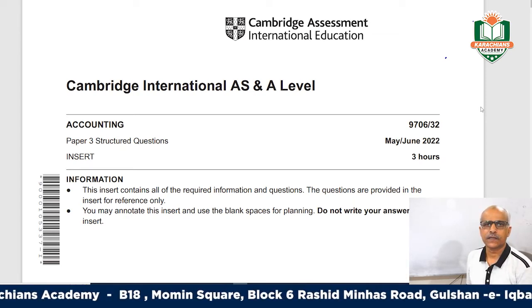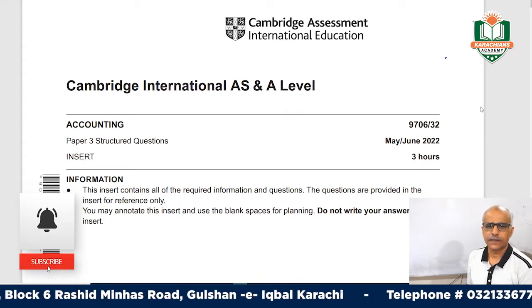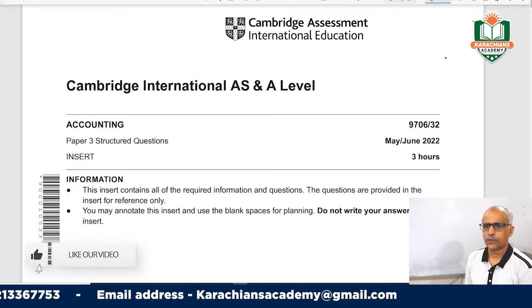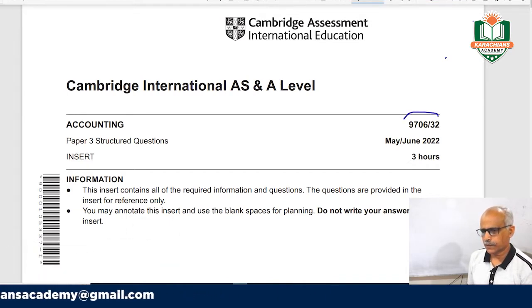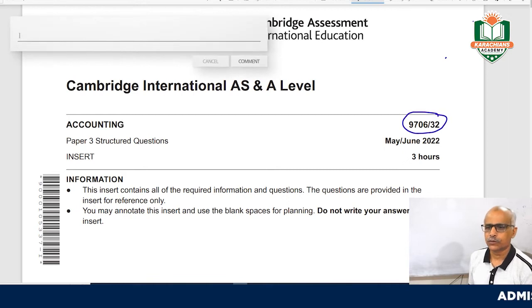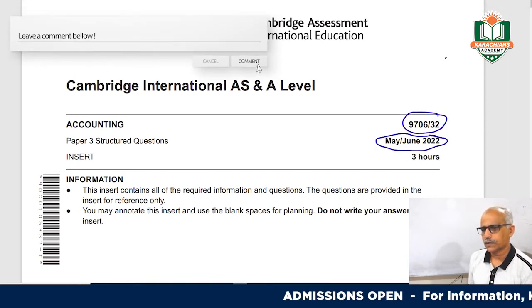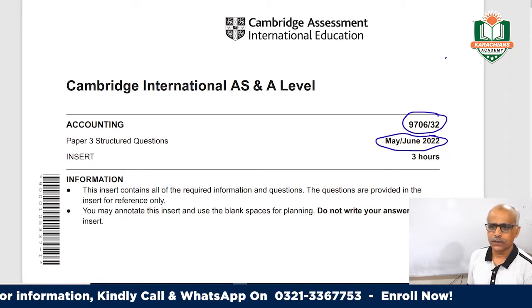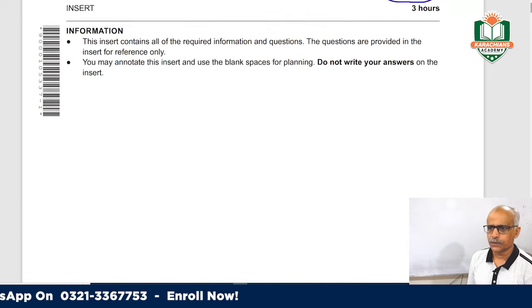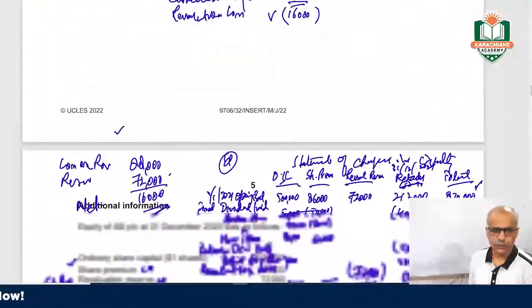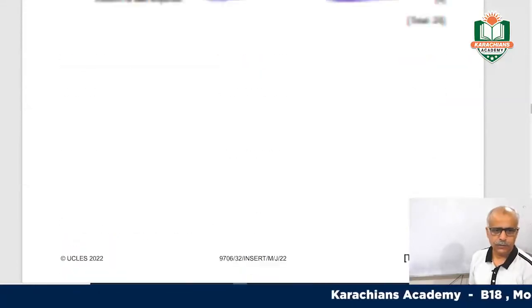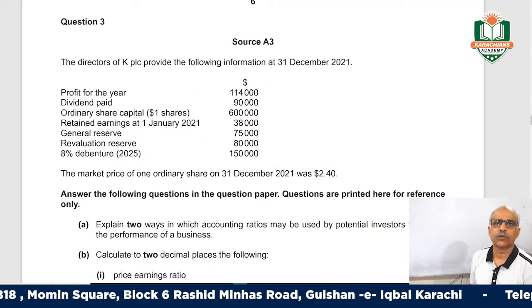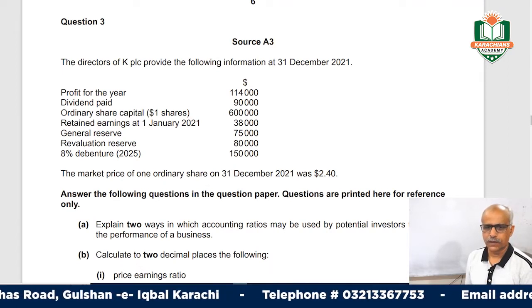In our series we are doing A-level accounting past papers, right? A-level accounting paper 9706 and its version 2. So we are doing 9706 paper 3 version 2 and we are working on the May-June 2022 attempt, the latest one. We have done a couple of questions. I think we have done question number 2, we have finished it. Now we will do the next one, question number 3. Let's see what question number 3 says.